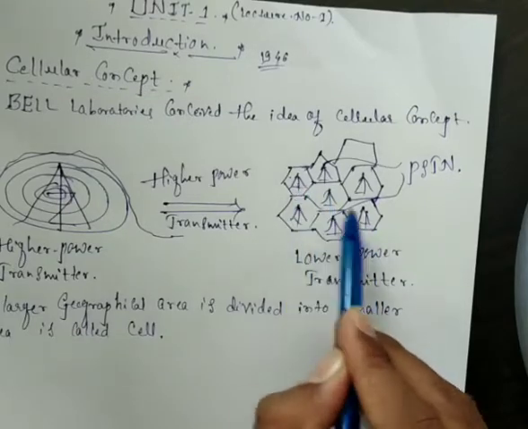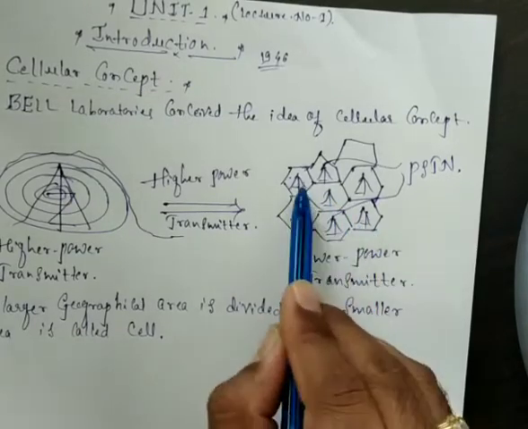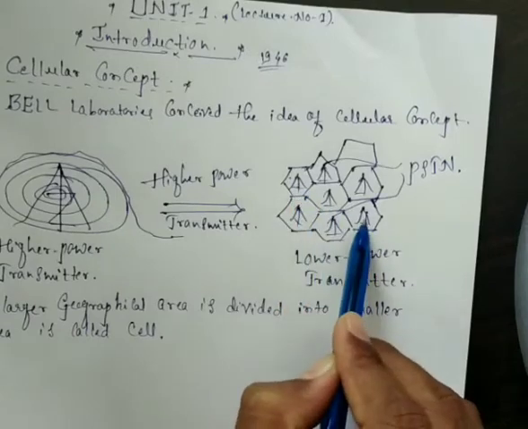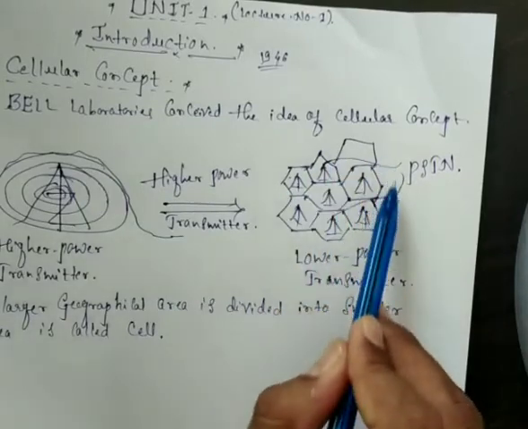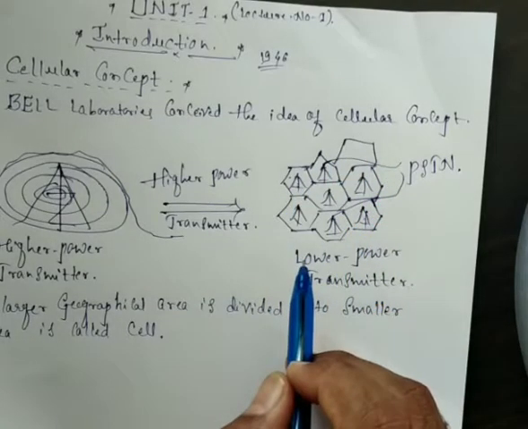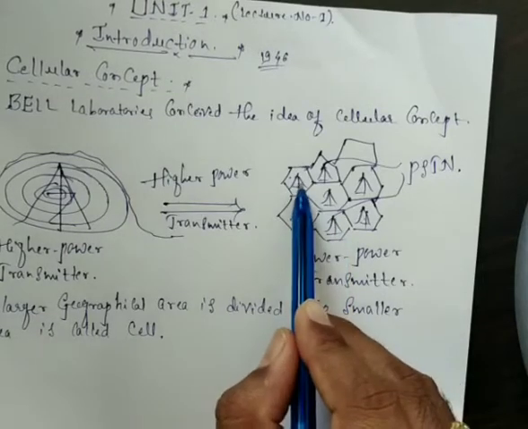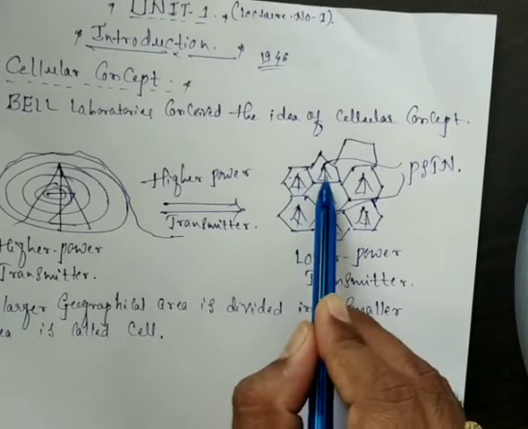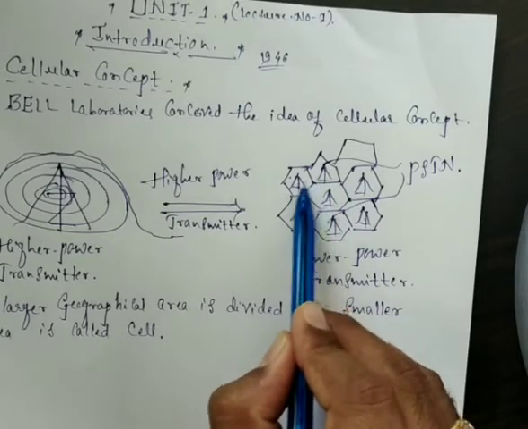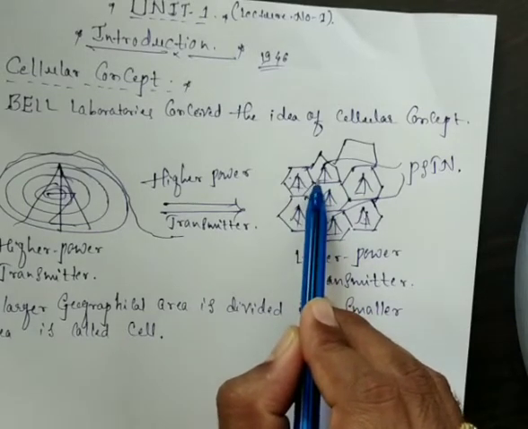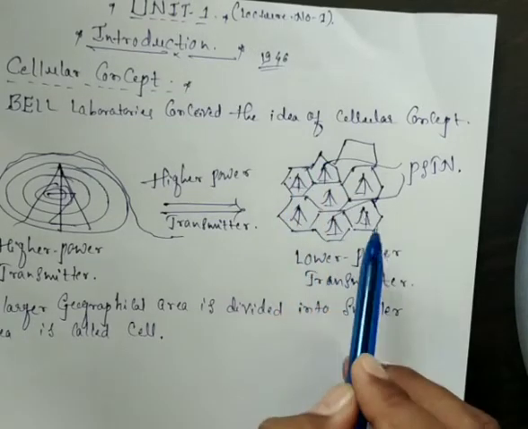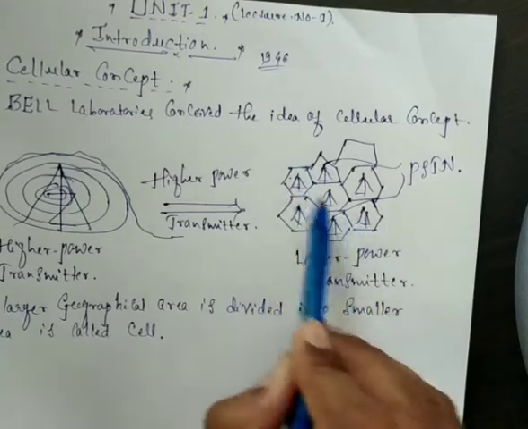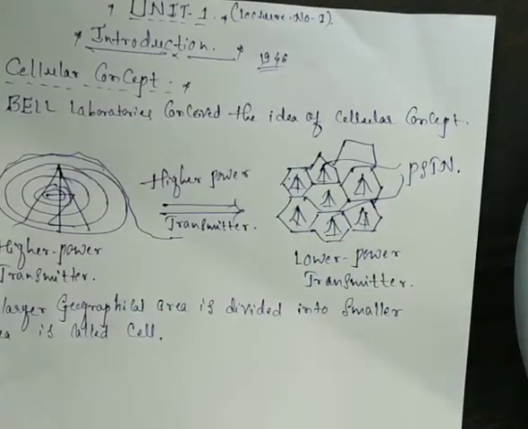It should be at the maximum distance that the same frequency can be used. That is the main concept of the cellular system, the frequency reuse concept, used to accommodate more and more subscribers. The frequency used in one cell cannot be used in the adjacent cell, but it can be used in another cell at the maximum distance. That is the frequency reuse concept used in the cellular concept.